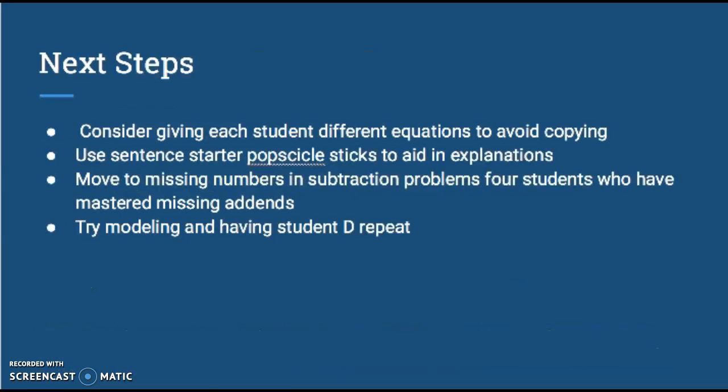Next steps, try modeling and have student D repeat. Student D was a student who had a hard time completing the equations. Consider giving them different equations to avoid copying. This is a big problem when it comes to math and reading as well. And once a student masters the addition and subtraction, have them move on to a different equation.